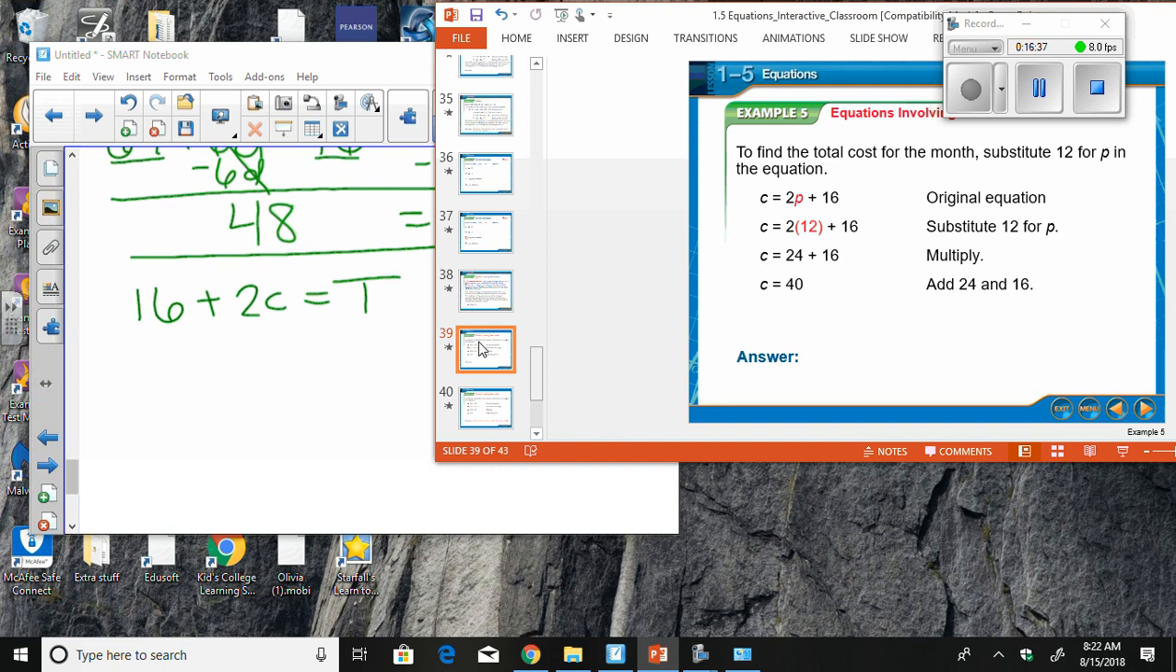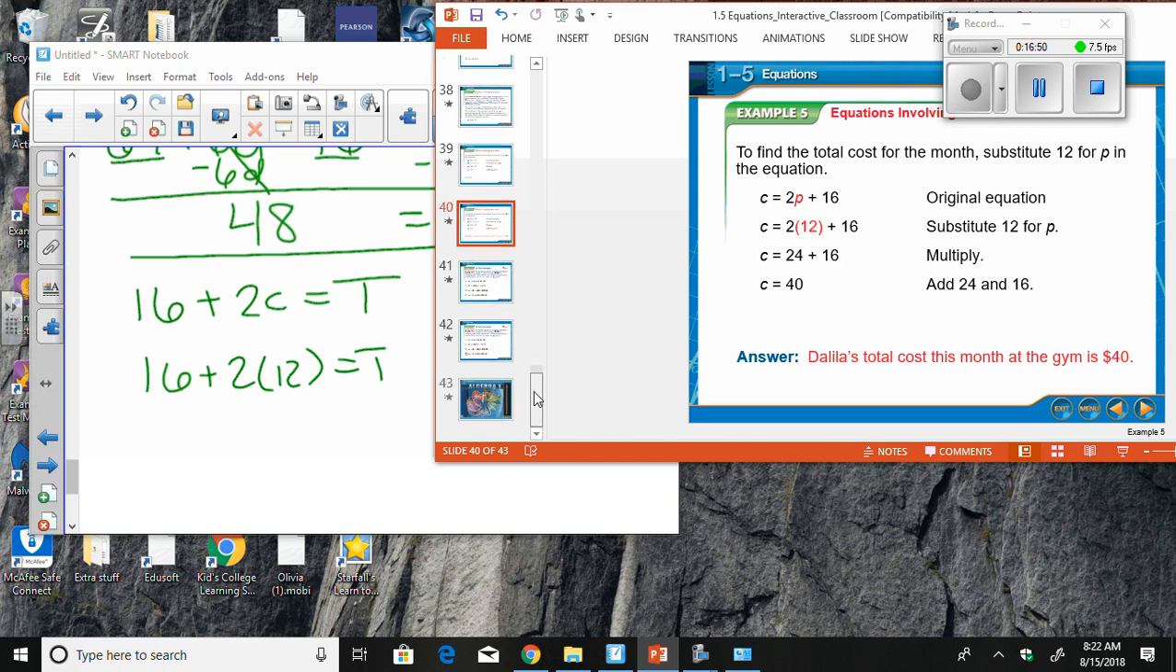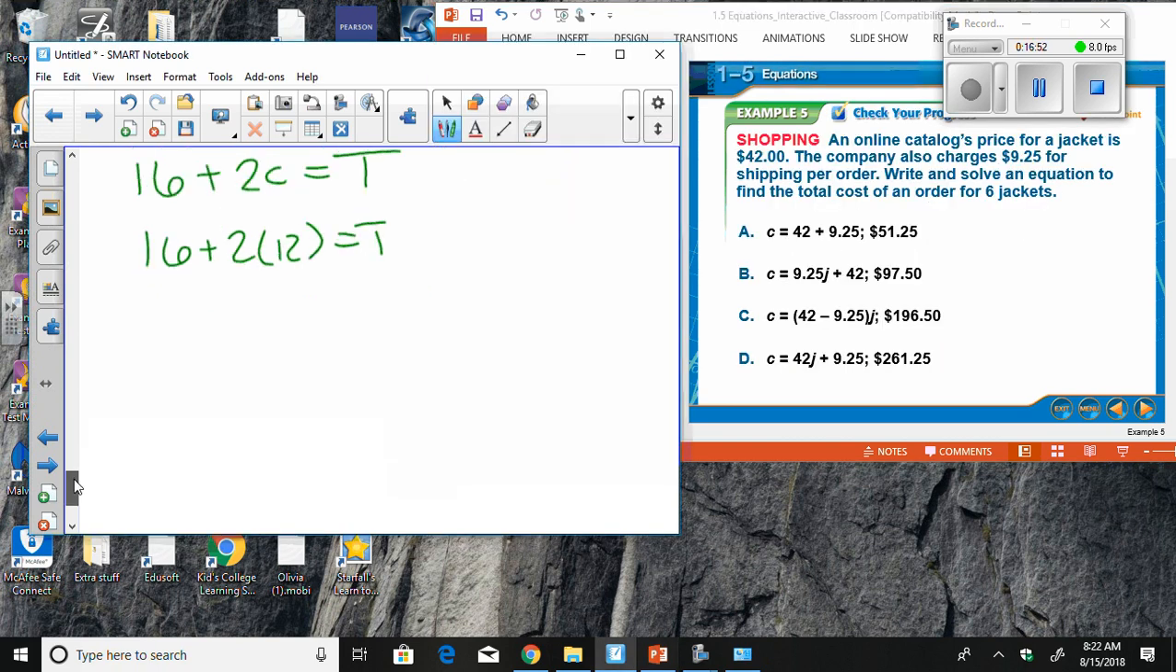Okay. So then all you have to do is substitute in. So 16 plus 2 times 12 equals T. And as we can see over here, C is going to equal 40. So Dahlia's total cost is $40. Now we get to try one.